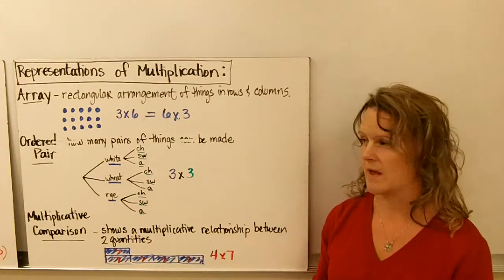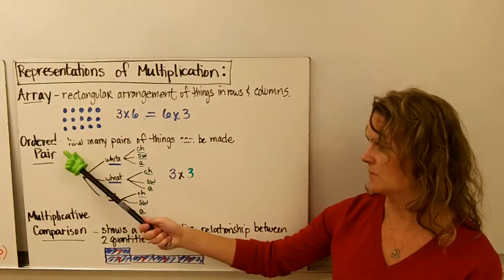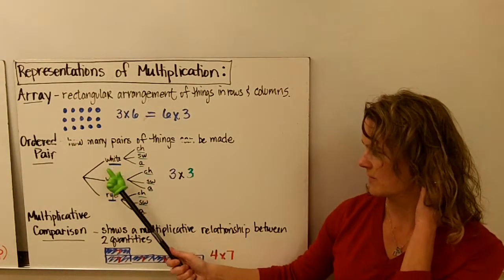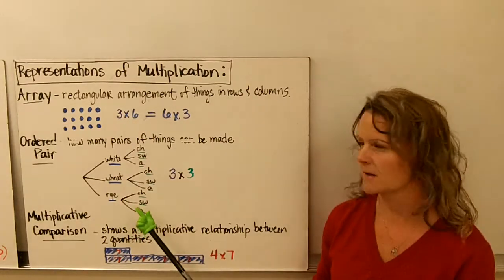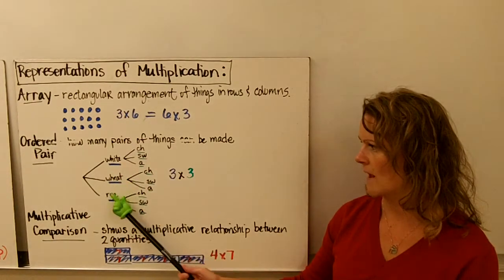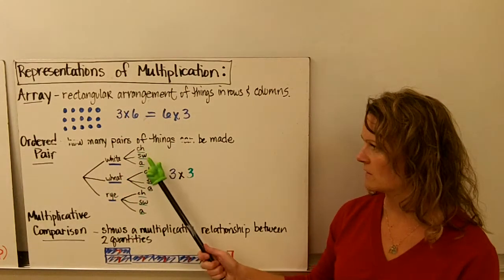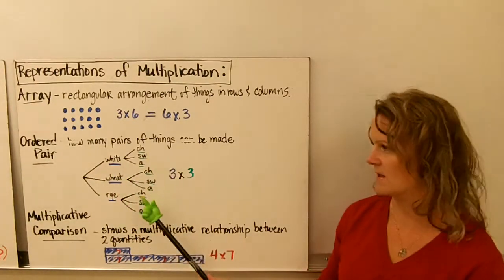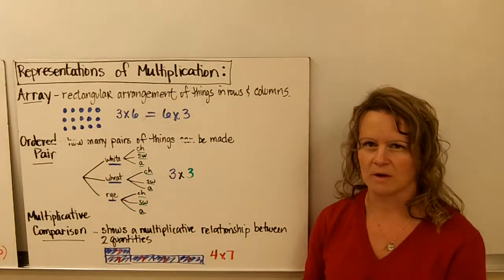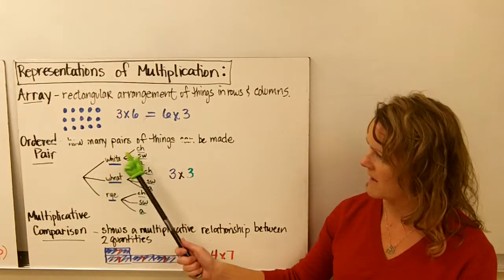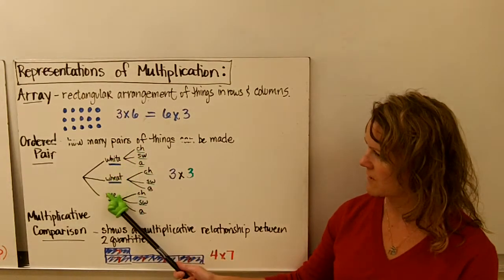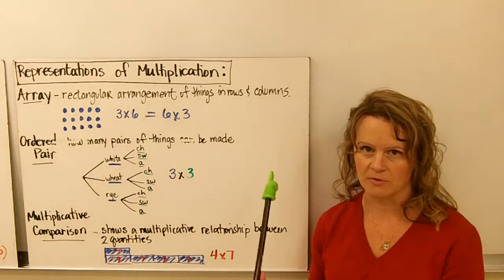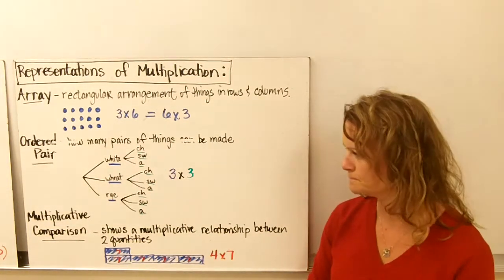Let's talk about an ordered pair. A lot of times we use an ordered pair in multiplication to figure out how many pairs of things can be made. So for example, if I wanted to know how many cheese sandwiches I can make, if I have wheat and white and rye bread with cheddar, Swiss, and American, then I can simply make what is called a tree diagram, and that's what you see here. And it will help me make an organized list. And so by making a list now, I can see that I have 3 groups of 3, and so I'm easily able to model that multiplication problem in this way.